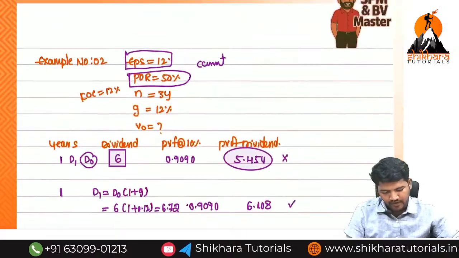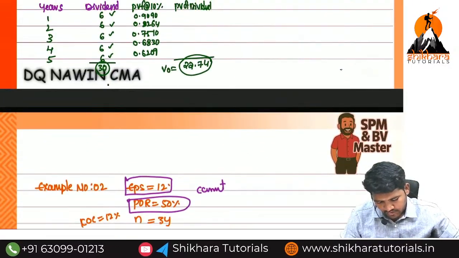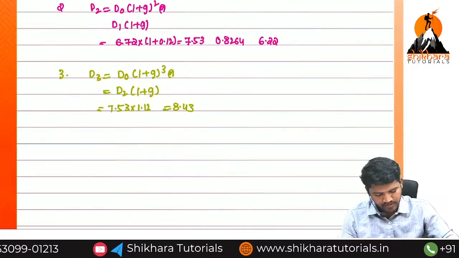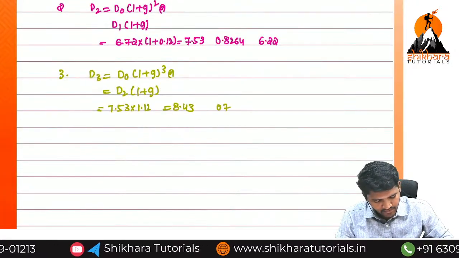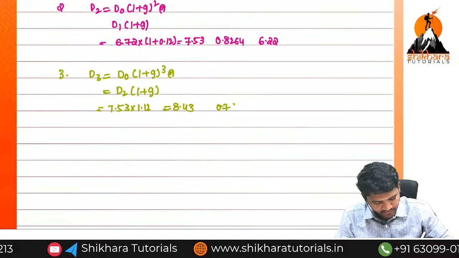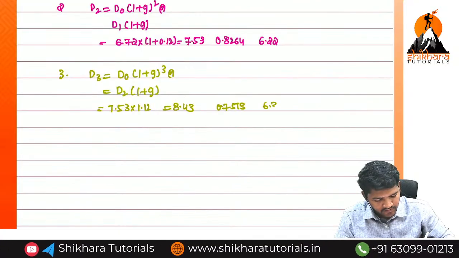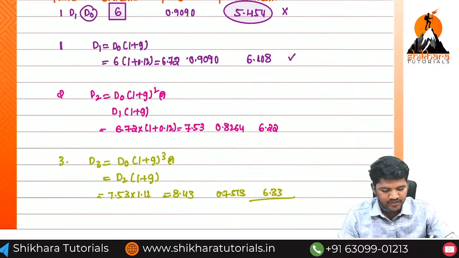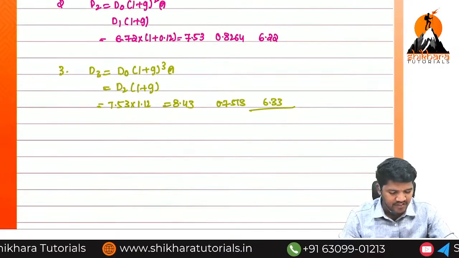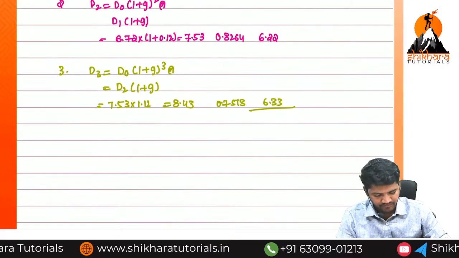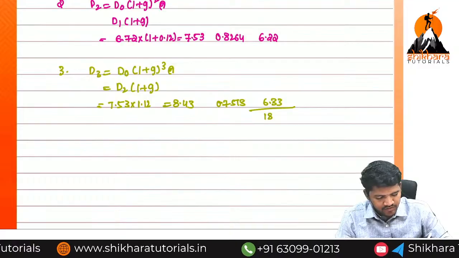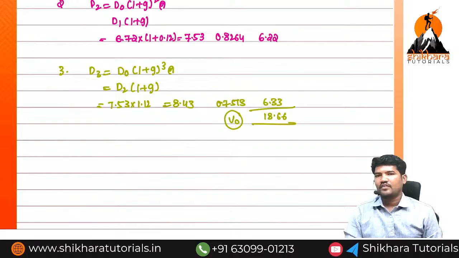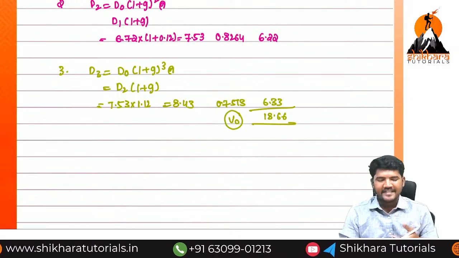8.43. What's the present value factor for the third year? 0.7513. 6.33. Now please sum all present values: 6.108 plus 6.22 plus 6.33 equals 18.66. This is your V0 or P0. Guys, clear? So maximum, example 2 type they will ask.